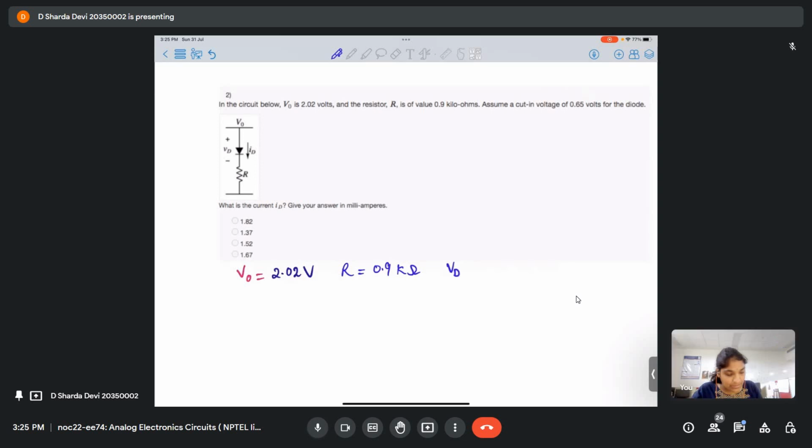Here it's already given that VD is 0.65 volts.